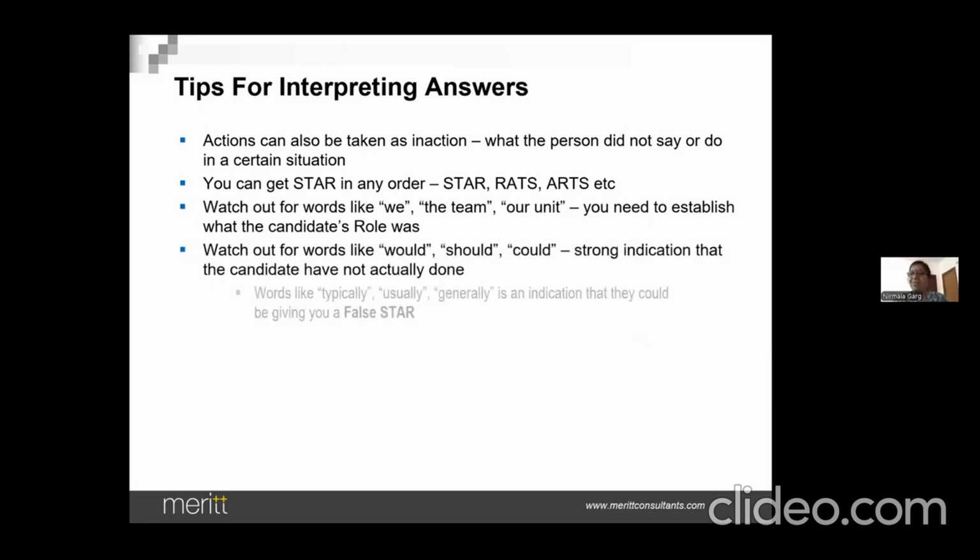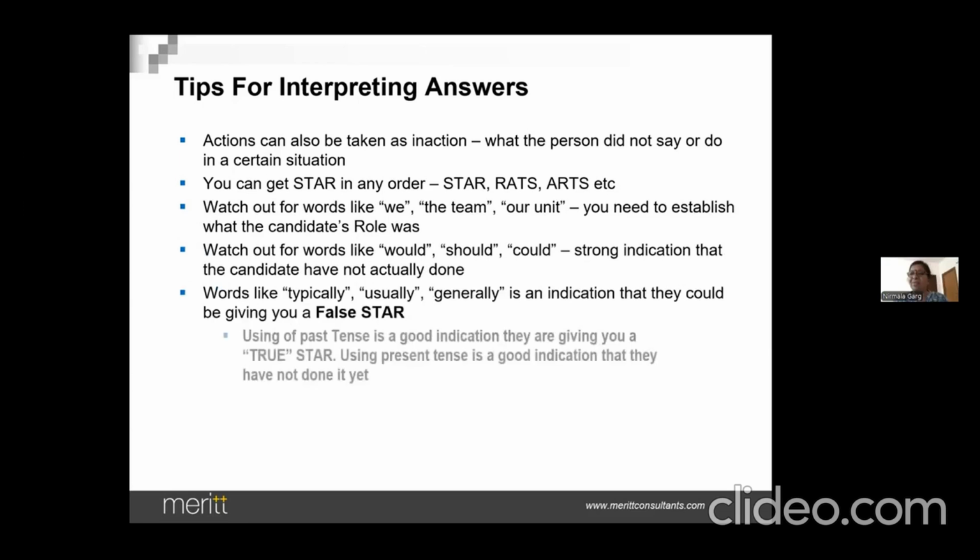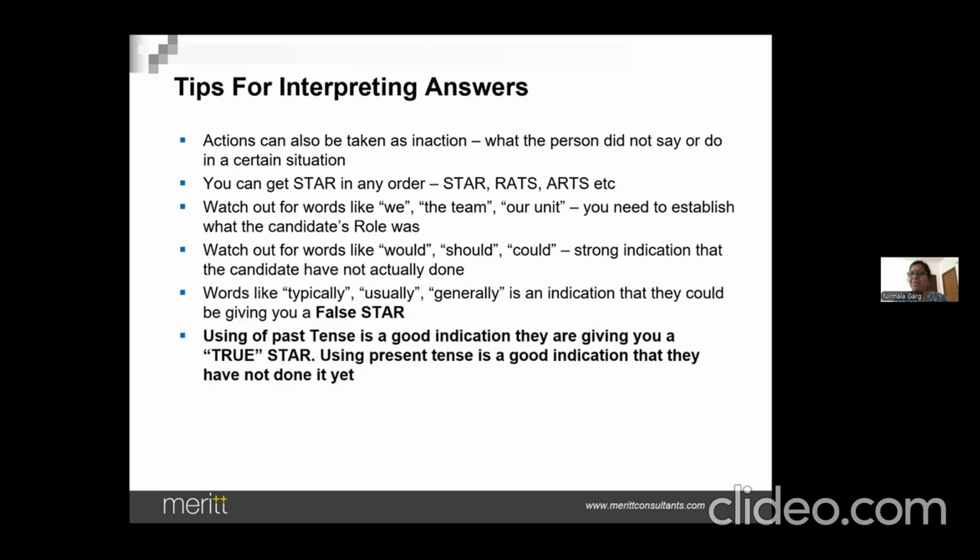Can I say, if a person is quiet and is not talking, suppose somebody during a group discussion is very quiet, that also I can observe, no, during the group discussion? Yes, that's also an observation. Okay. So you can use STAR, RATS, ARTS, it is all the same thing.